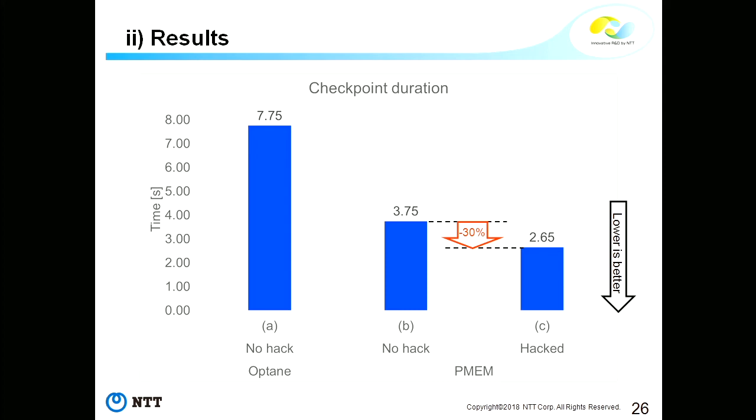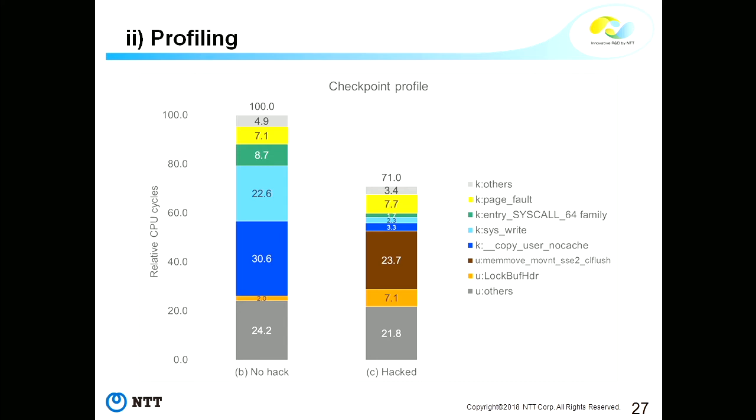This is the result. Each bar shows checkpoint duration time, so lower is better. Comparing B and C, we achieved 30% improvement of checkpoint duration time. Then, the profile of B and C. This shows relative CPU cycles regarding the total CPU cycles of B as 100. C indicates 71. That matches the improvement of 30%.